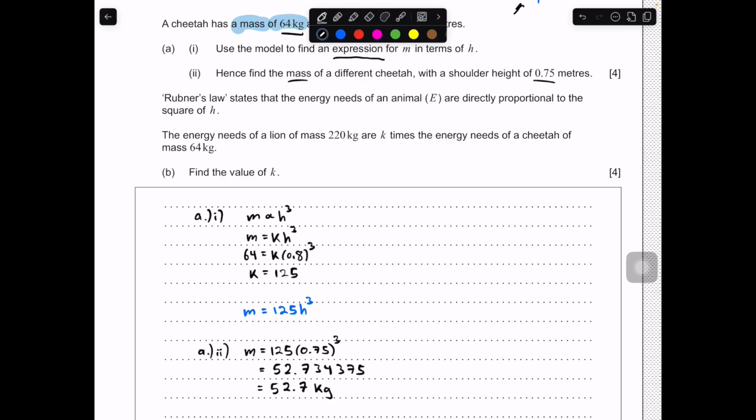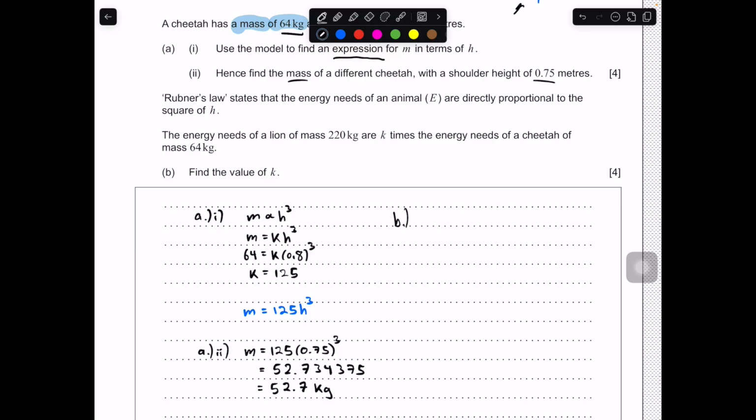Rubner's law states that the energy needs of an animal, E, are directly proportional to the square of h. The energy needs of a lion of mass 220 kilograms are k times the energy needs of a cheetah of mass 64 kilograms. Find the value of k. Alright, so this is admittedly, I think, a good challenge in terms of the question. So what are they asking us, and then how can we find it?